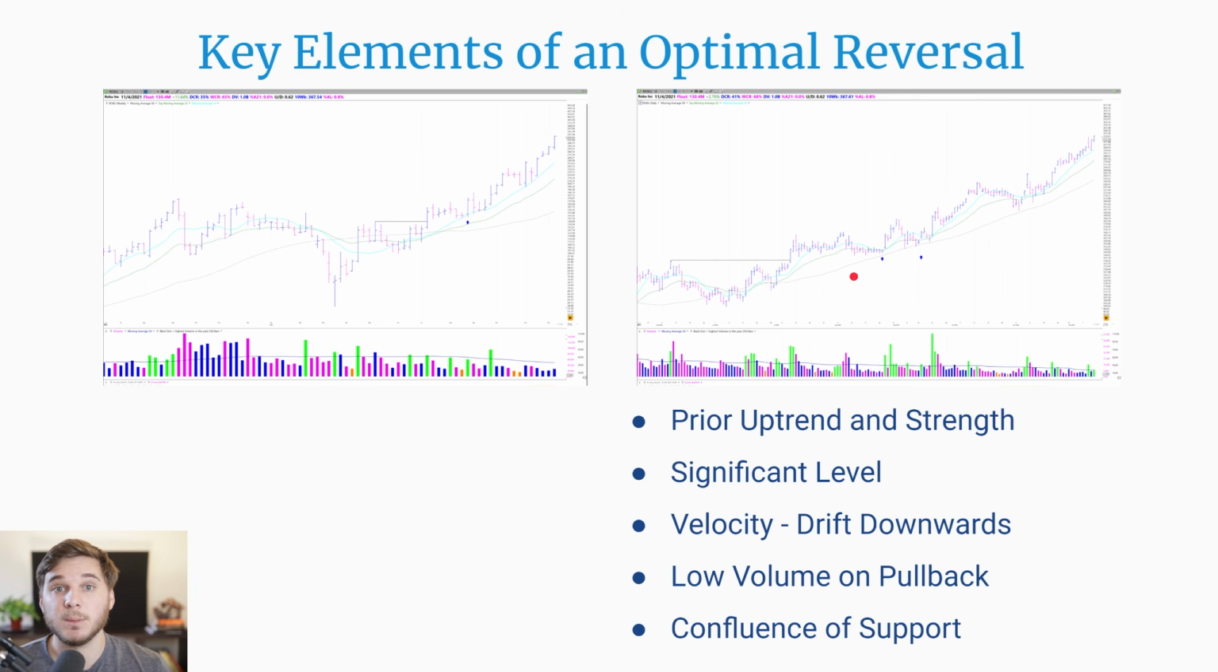So always analyze the price and volume action surrounding a pullback and look for as many support levels to coincide at one particular price level as possible, just to add to your probabilities. So that's a quick run through of key elements of an optimal reversal.